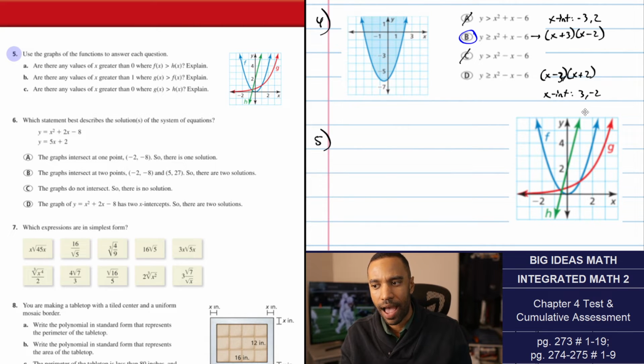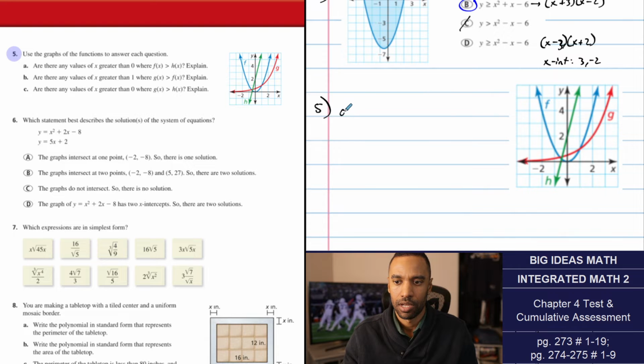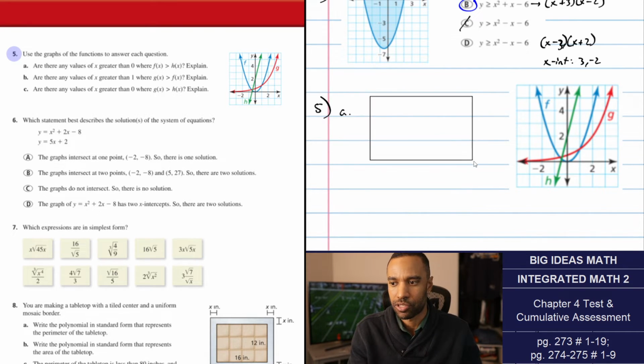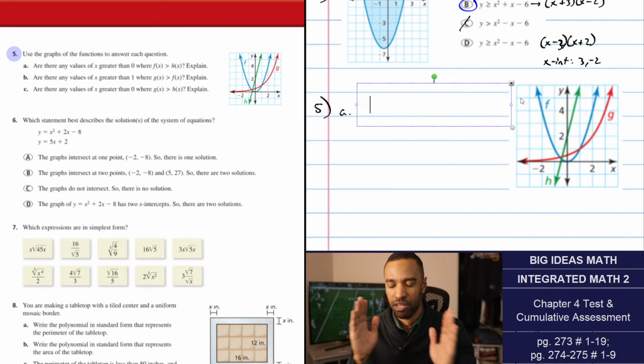Now, I don't know if they're asking for the equations themselves. I think they're asking about concept. So I'm going to type some of these out here. Yes, there are x's greater than 0 where that will happen.